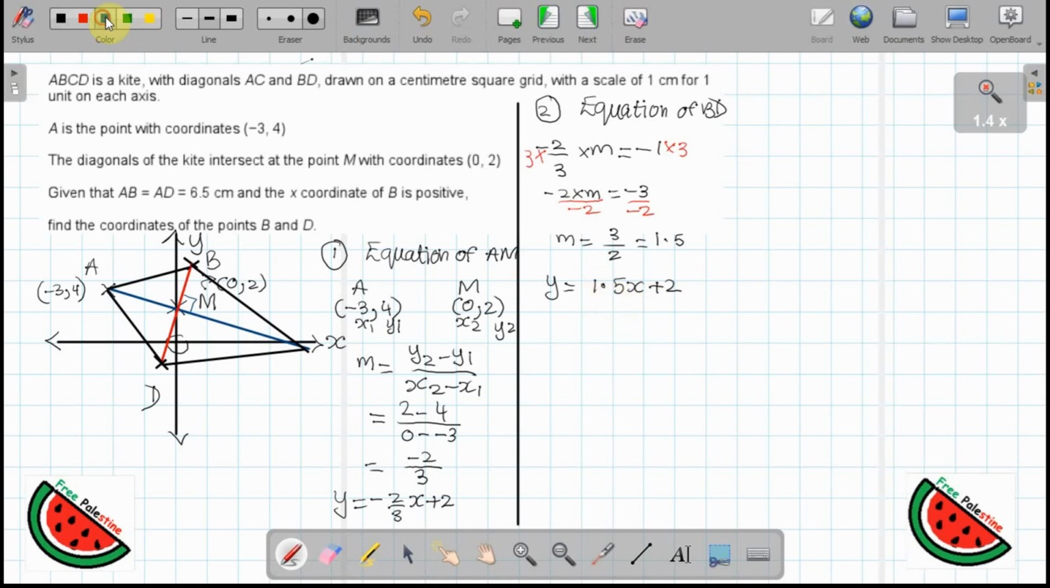Now I forgot to label something on here. It said AB is 6.5 centimeters, and so is AD. So I'm going to now imagine a triangle AMD.